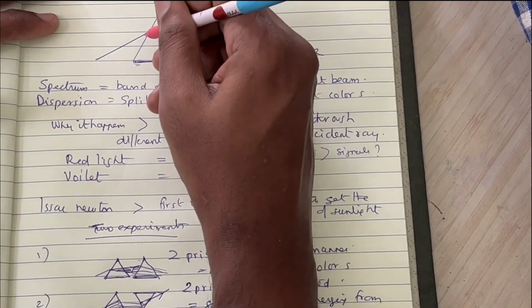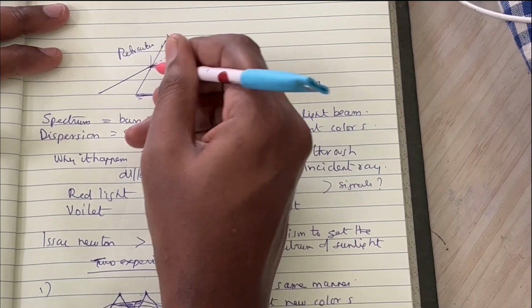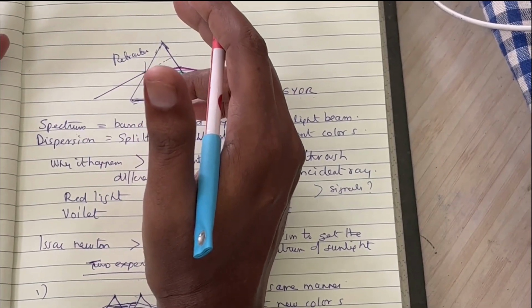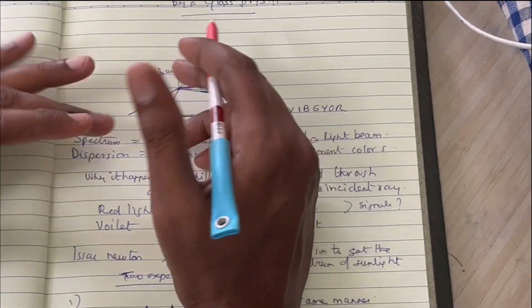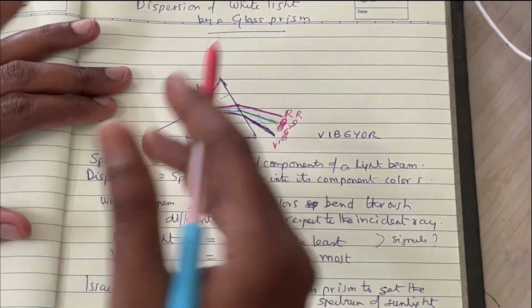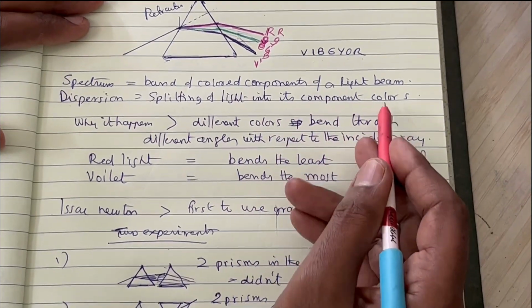So here there is a refraction, and as soon as the light is refracted, because the white light consists of component colored parts, it is getting dispersed and split, and that process is called dispersion. So after refraction comes dispersion. Dispersion is the splitting of light into its component colors.